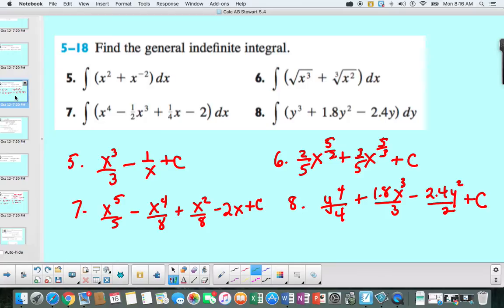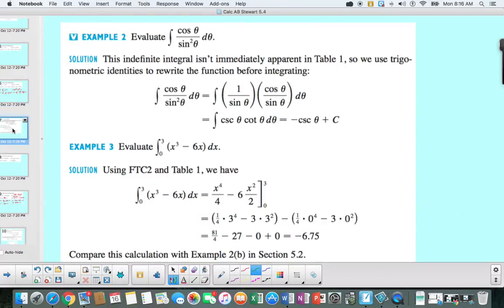Here are the answers. Let's take a look at evaluating this indefinite integral. It looks kind of daunting until we use a little bit of algebra and rewrite it in a different form. So we're going to take that sine squared of theta, split it up, and we're going to have 2 factors being multiplied. This factor can be rewritten, this factor can be rewritten, and hopefully that looks like a derivative answer that we have done in the past. So going backwards, the answer would be negative cosecant theta plus c.